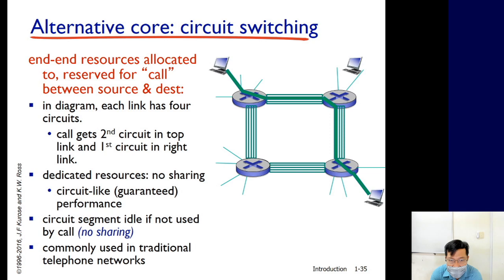So it is like a circuit. Then all data from the sender uses this circuit to get to the destination. Circuit switching is a technique commonly used in the traditional telephone network.